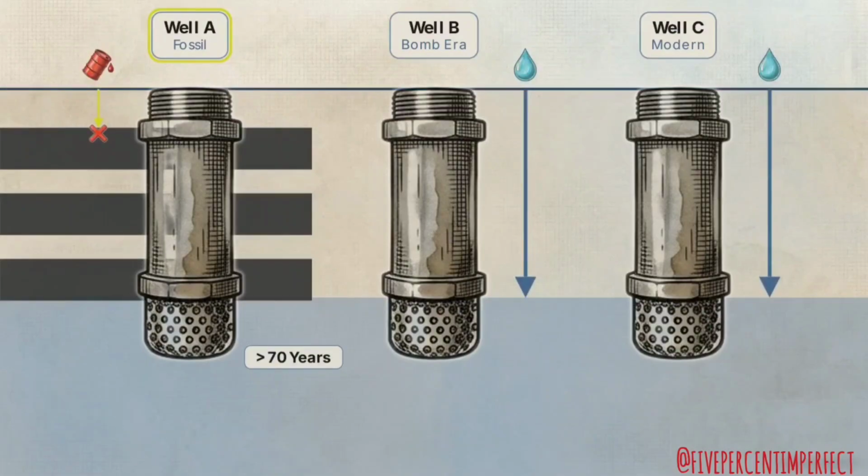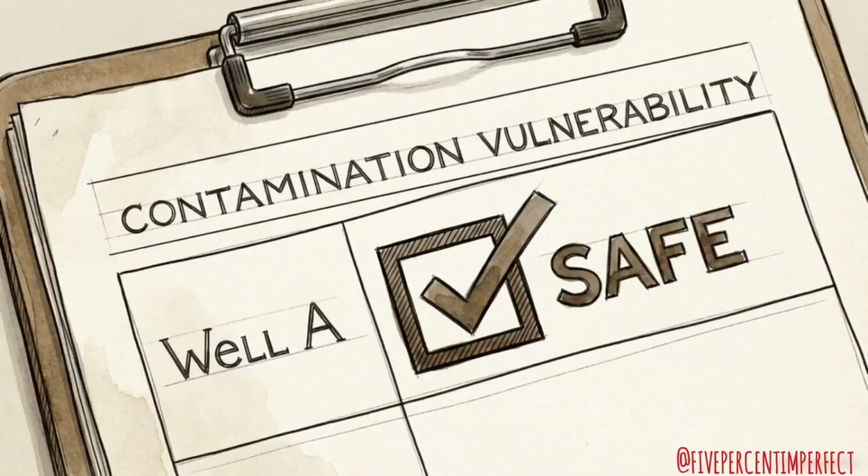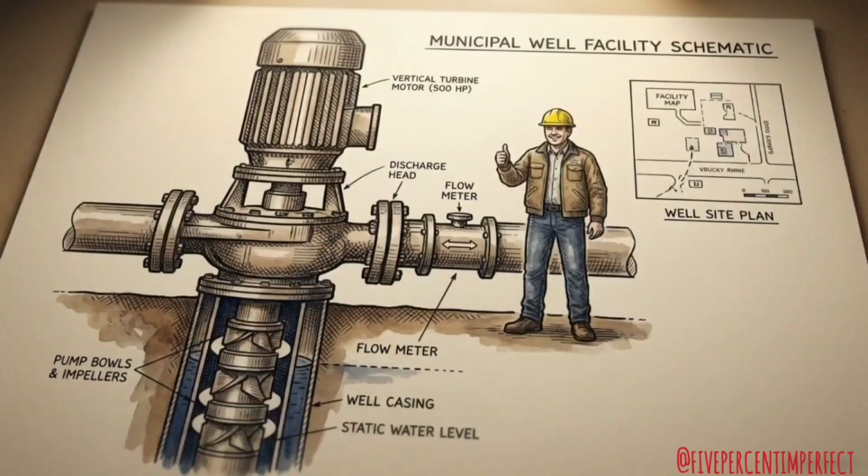The consulting advice here is clear. The contamination vulnerability for well A is strictly low. The city can keep this pump running safely.